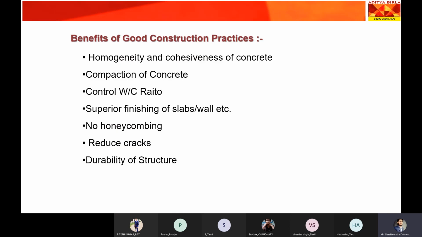Benefits of good construction practice: here you can see the compaction of concrete, control of water-cement ratio, superior finishing of slab and wall, no honeycombing, reduced cracks, and durability of structures.